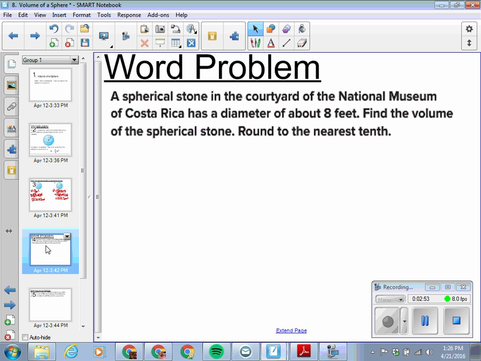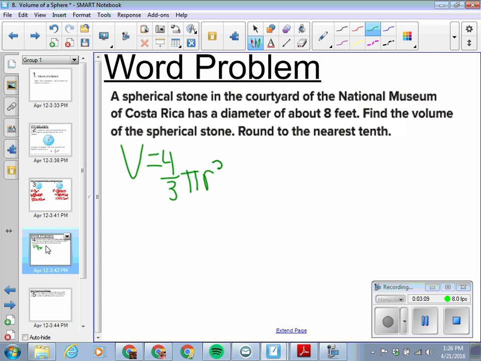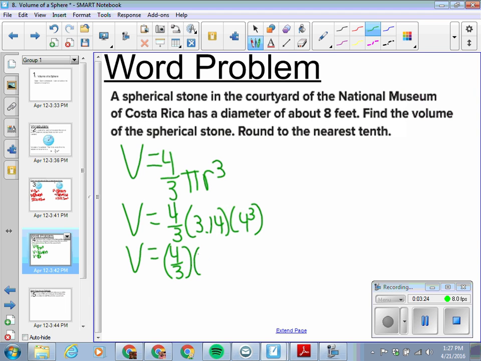We have a spherical stone in the courtyard of the National Museum of Costa Rica with a diameter of about 8 feet. Find the volume of the spherical stone rounded to the nearest tenth. So we get our formula up here: volume equals 4/3 pi r cubed. And since diameter is 8, it makes the radius 4. We should know that 4 cubed is 64. And at this point, it's just into the calculator and see what we get. 4/3 times 3.14 times 64 for a volume of 267.9 feet cubed, cubic feet.